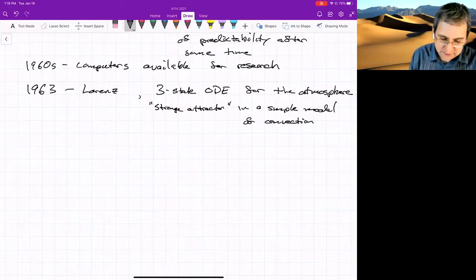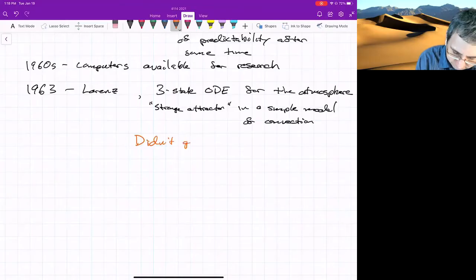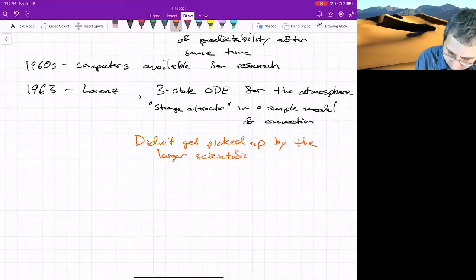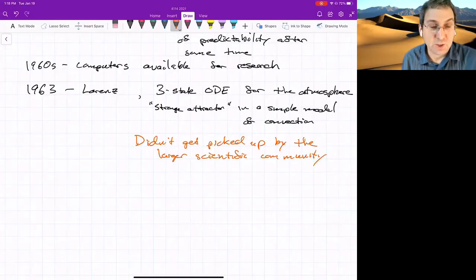But yeah, Lorenz's work didn't have much visibility. It didn't get picked up by the larger scientific community. It's a good thing he published it though.